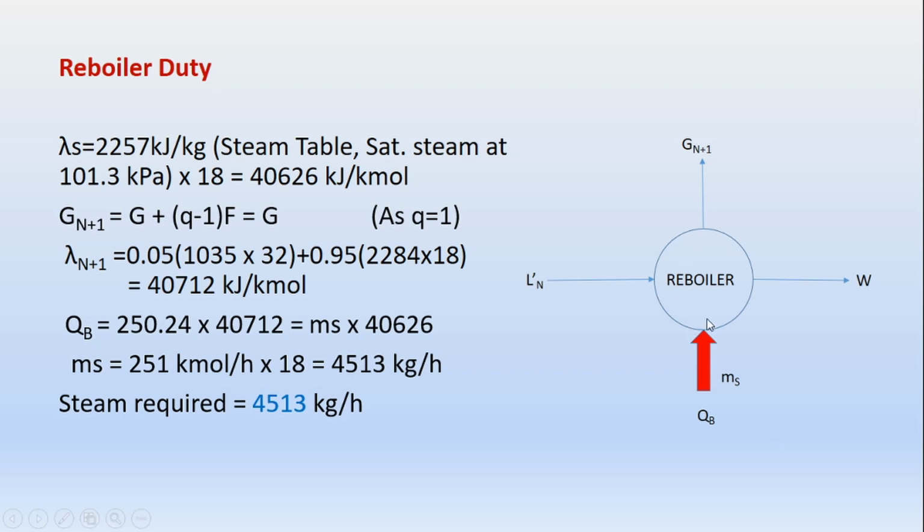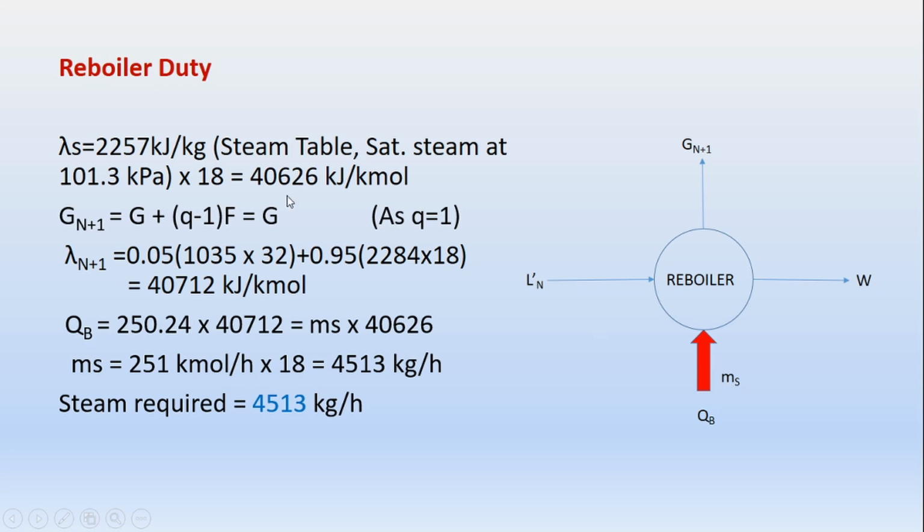So this is the reboiler. The liquid coming from the nth stage is Ln dash. The product recovered is W kilomole per hour. The vapor going back into the column is Gn plus 1. This reboiler is provided energy QB by steam, and the mass flow rate of steam is Ms.